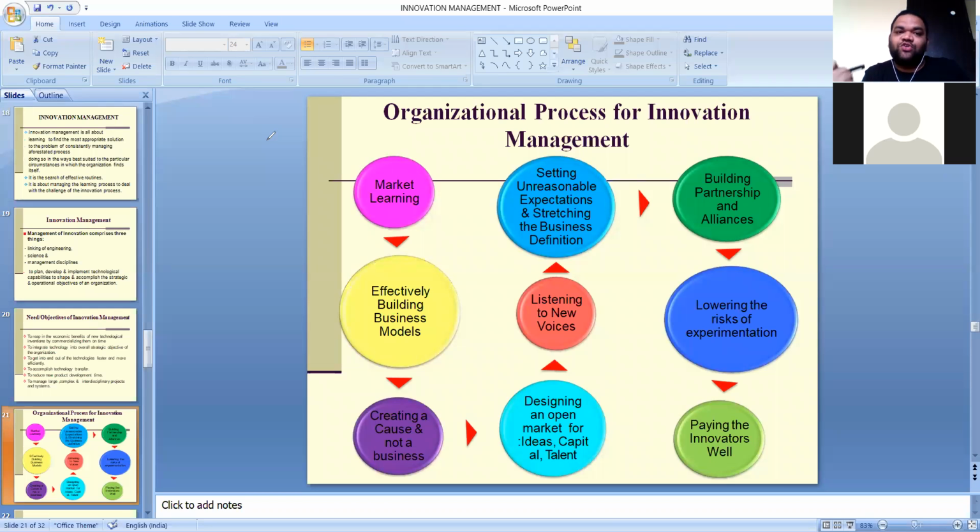Okay, so let us go through them one by one. This is very important from your examination point of view. That is the process of innovation management, and that too this is an organizational process. Let us go to the first step, that is market learning.